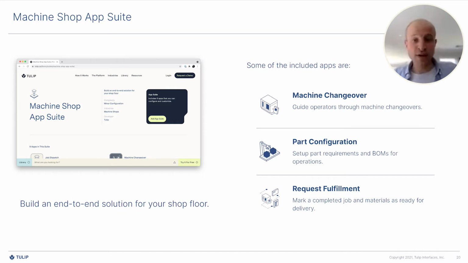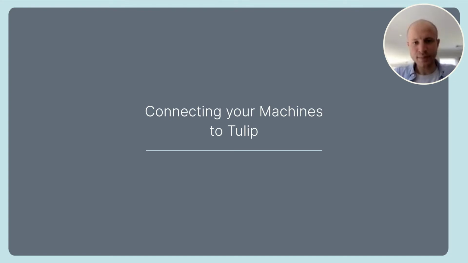You can have part configuration to allow for different setups depending on the part, to be set up correctly to fit your needs. And there's a request fulfillment app that allows you to mark jobs completed, materials ready for delivery, for pickup, or whether you're running short on some supplies. You can manage your inventory using an app in this suite. But now with that, I wanted to hand it over to Juan, who will be going over some of the protocols and ways to connect machines to Tulip.